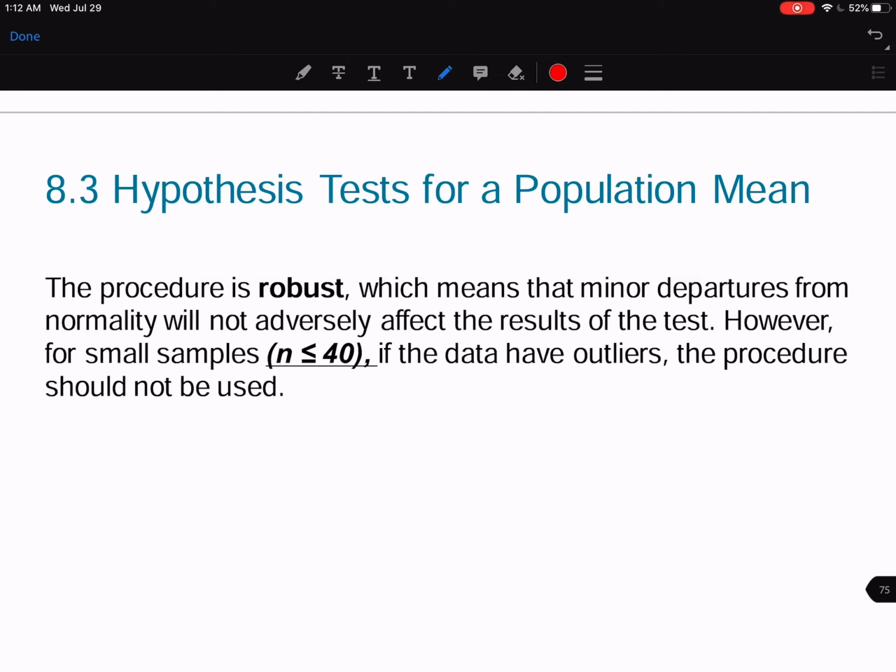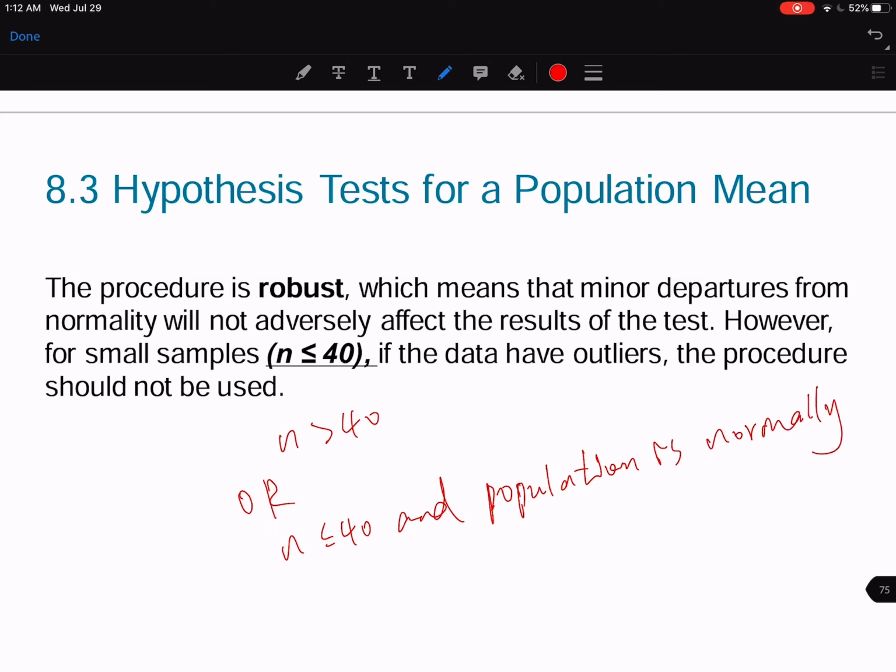So we have to check the conditions: either n is greater than 40, or n is less than or equal to 40 and the population is normally distributed. Either condition 1 or condition 2 is satisfied.